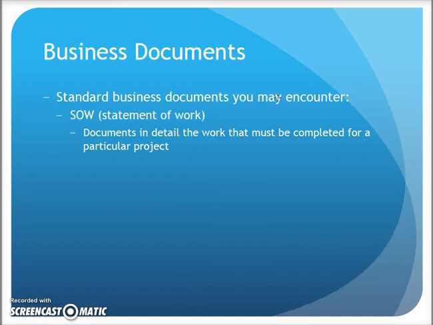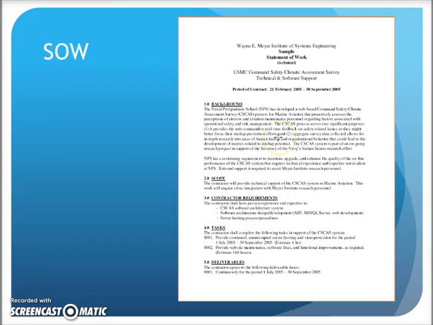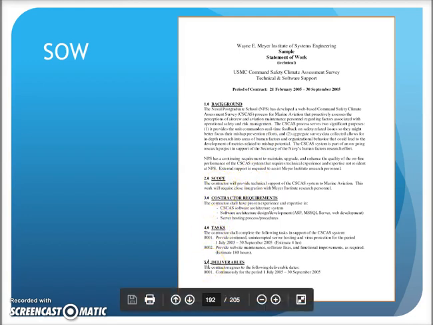SOW, a statement of work. This documents the detail that must be completed for a particular project. So this would delineate for our vendor what they must do, when they must do that, what tasks they need to do, and what kind of timeline we're dealing with. Maybe you're going to come in and tear out all the old cabling, you're going to put in all the new cabling, and so on.